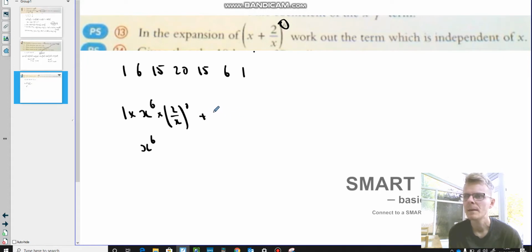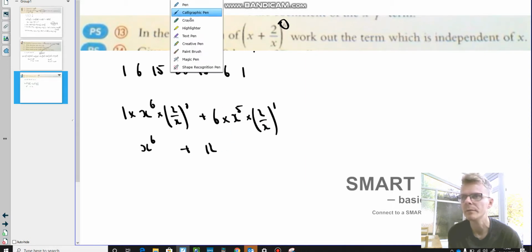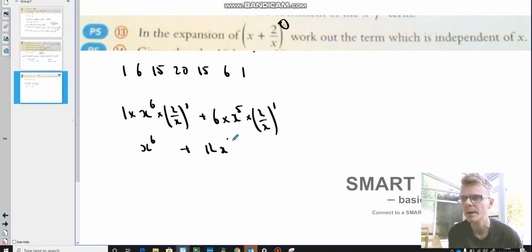So now we're going to have 6 times x to the power of 5 times 2 over x to the power of 1. Now if you simplify that, 6 times 2 we get 12. Then you get x to the power of 5, and then if you think of this as a fraction, divided by x, so we're now down to x to the power of 4. I've lost my pen for some reason. It's back. Okay, so we can see that as this one is expanded with this term, they cancel.